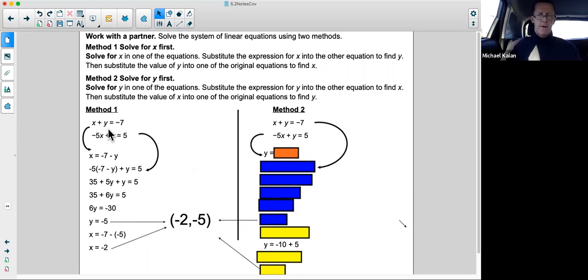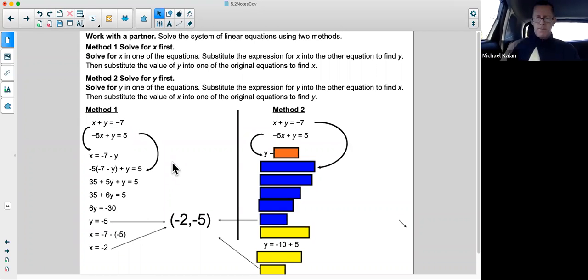And at the end, you're going to plug it into both to make sure it works. -2 plus -5, does that equal -7? Yes, it does. -5 times -2 is +10. Plus a -5 is 5. Does that equal 5? Yes, it does. Check, check.